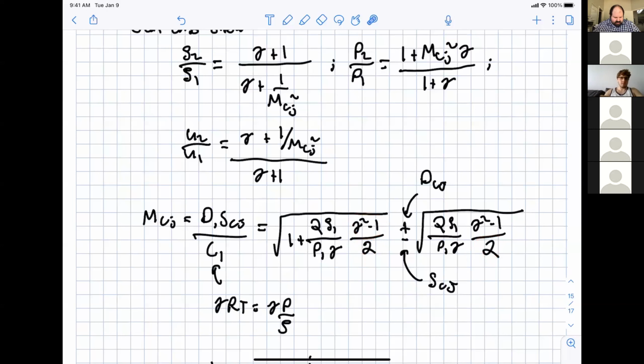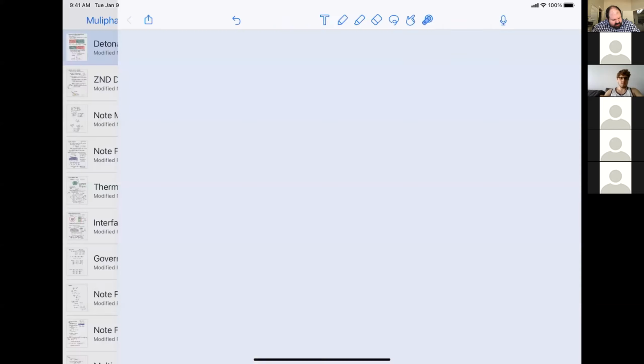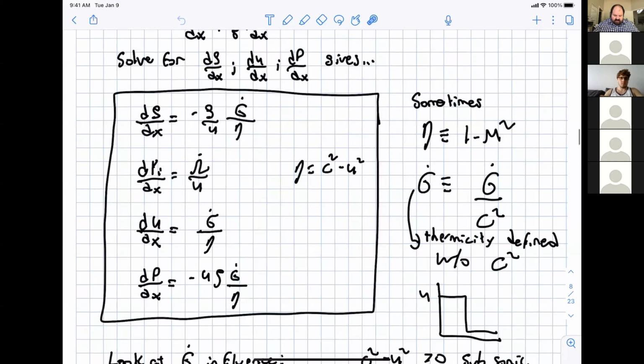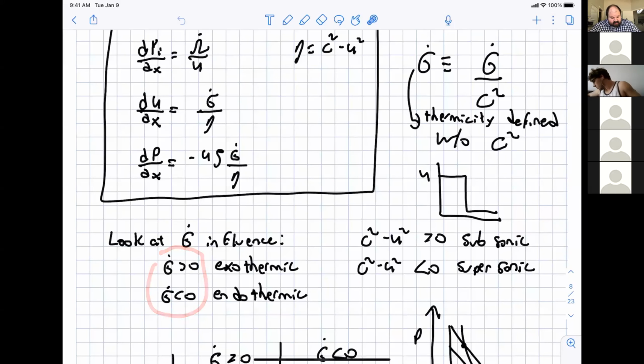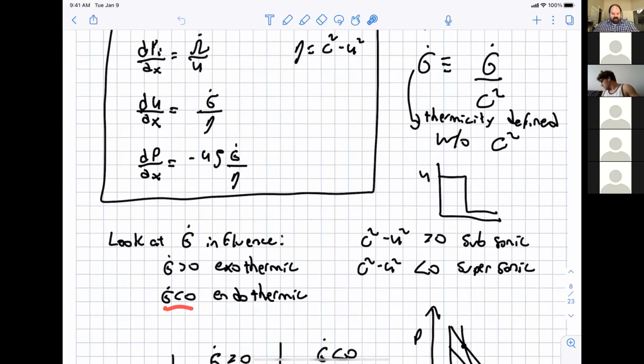And then fix that. And then let's see, back to the ZND, on page 8, there was a typo here. I had a minus sign here. That's why I was a bit confused on Friday. There should not be a minus sign there. And then basically these terms here: exothermic is if the thermicity is greater than 0, and the thermicity is less than 0 for an endothermic reaction. So all is good with the world.